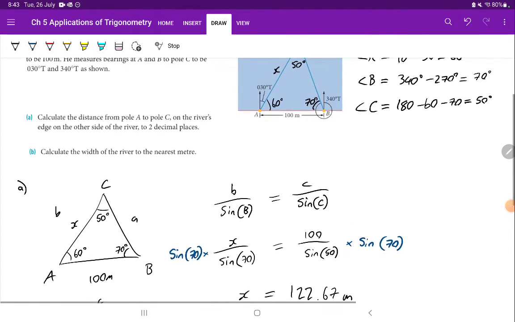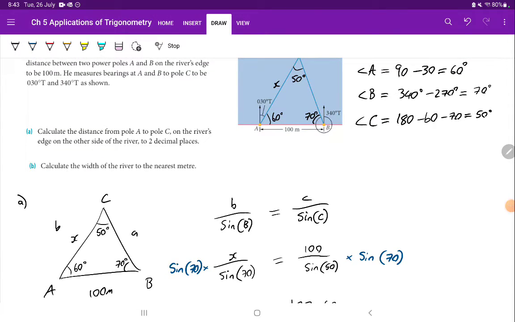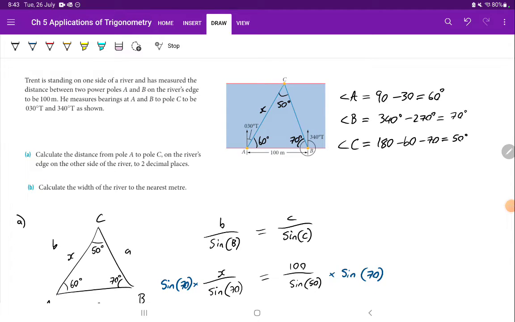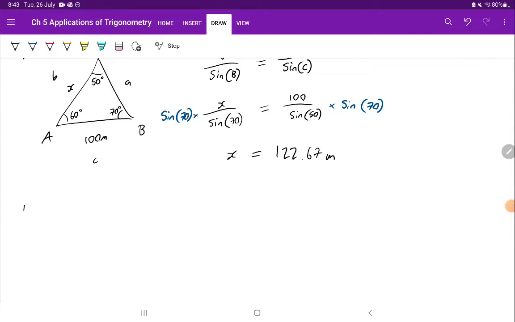Let's have a look at part B. Part B asks us to calculate the width of the river to the nearest meter. Well, the width of the river would be like drawing a vertical line down from C, and then that would form us a right angle triangle. So rather than trying to sketch this out, let's just draw that new triangle, especially since we now know what X is. So we'll use the left-hand side of it, and then we'll redraw it and see if we can see anything. So here's the triangle. We've got the right angle here. We're looking for the width. Let's call it W for width.